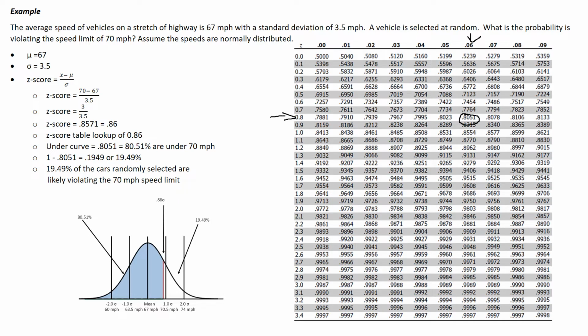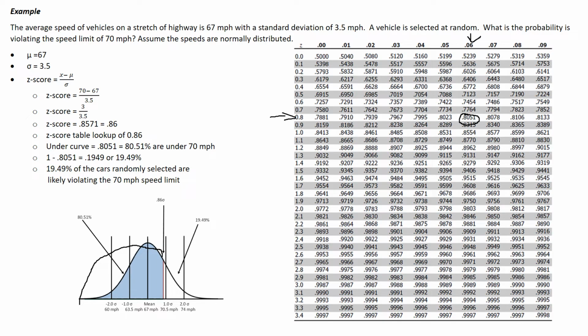So the space under here is right here, from the very beginning to that point, 0.86, is 0.8051, or 80.51%. But we want to know what percent is greater than that. So from 70 miles an hour or less is 80.51%.